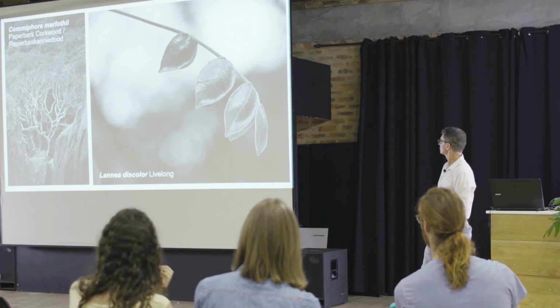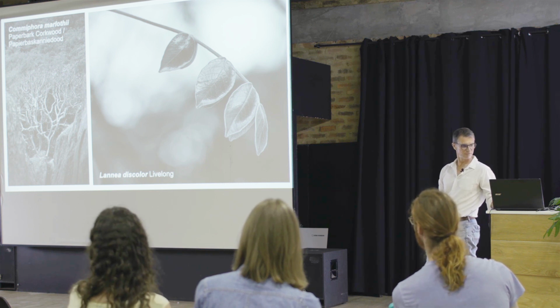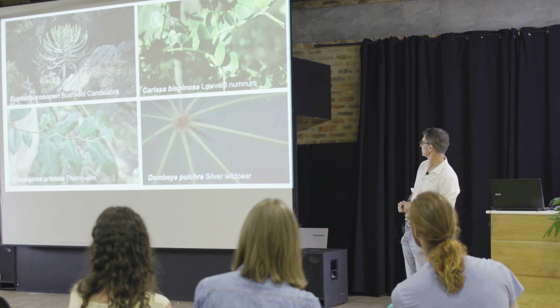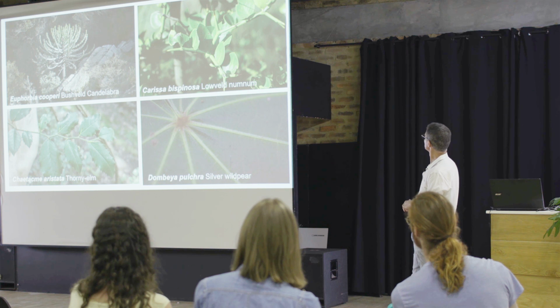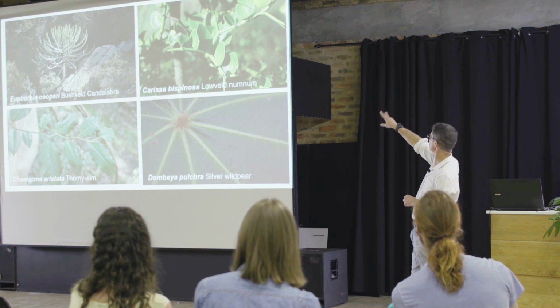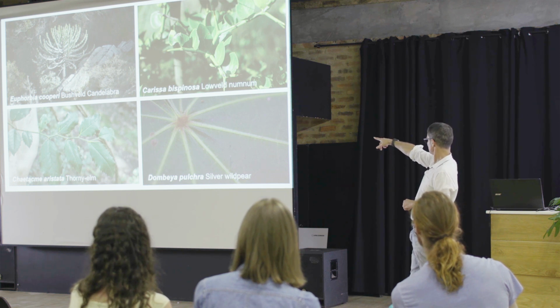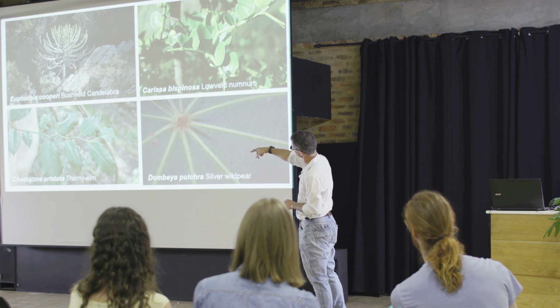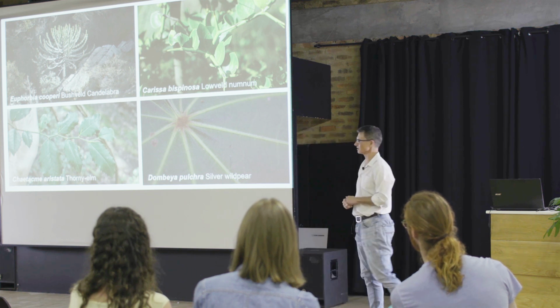Just some more examples. Euphorbia cooperi, the bushveld candelabra. This one has the spines that always fork, Carissa bispinosa. That's on the back of the leaf of this silver wild pear. And then the zigzag pattern on that thorny elm.